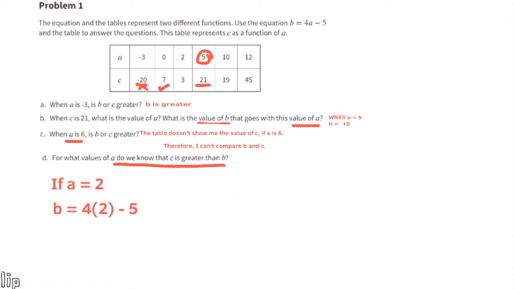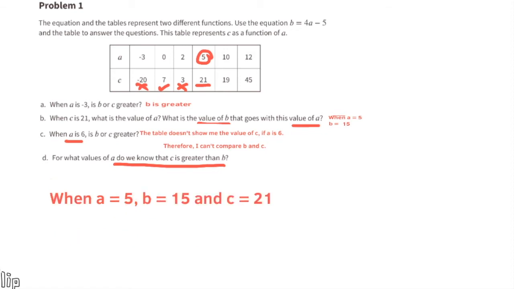Let's look at this next one. When a is 2, 4 times 2 is 8. 8 minus 5 is 3. When a is 2, c is 3, and b is also 3. So in this case, they're equal, and c is not greater than b. Let's look at the next one. When a is 5, 4 times 5 is 20. 20 minus 5 is 15. When a is 5, b is 15, and c equals 21.